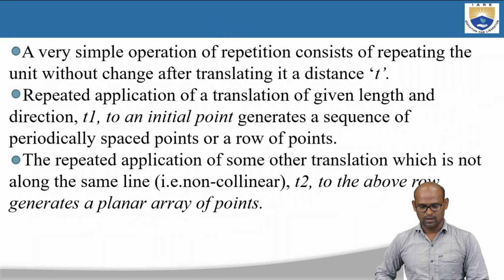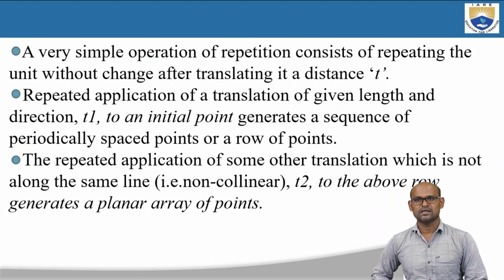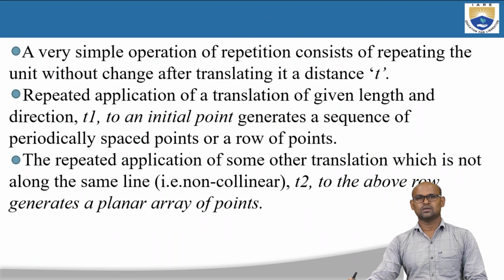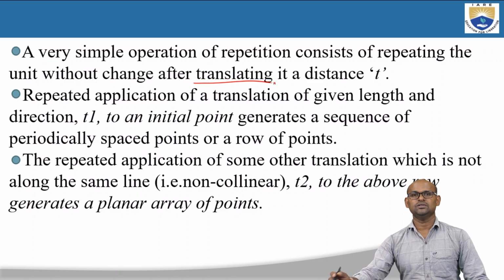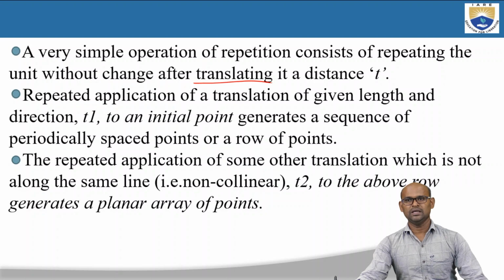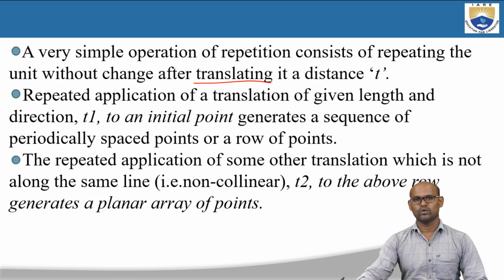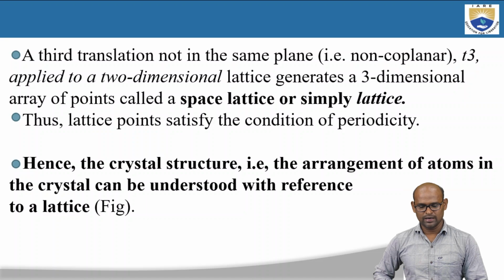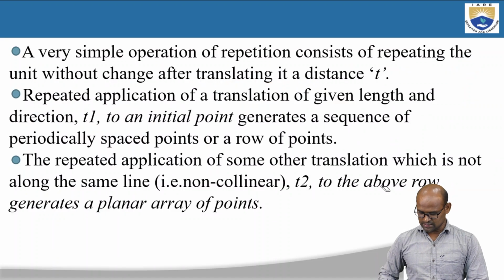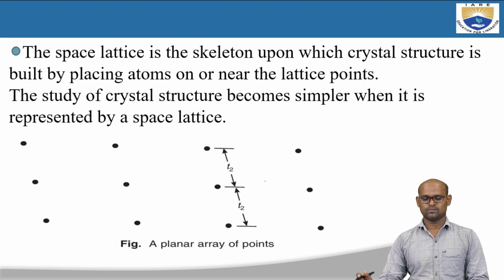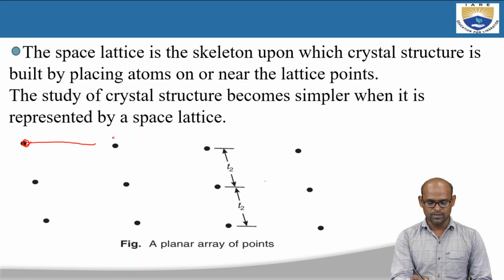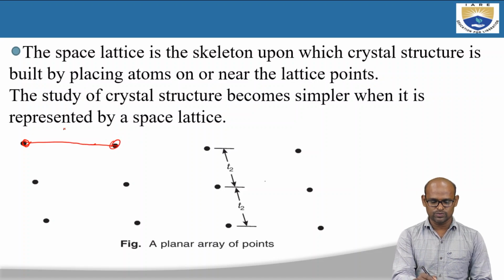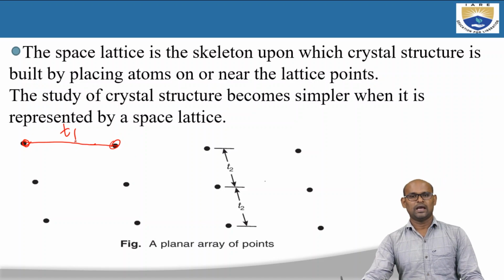So how do we generate this space lattice in two dimensions? We are going to use the translation operation. Using this translation repeatedly in two dimensions, we are going to generate the two-dimensional array. Let us see how we obtain this two-dimensional array of points. First we start with an arbitrary point and use the translation operation to generate a lattice point, translated by t1 along the x direction.